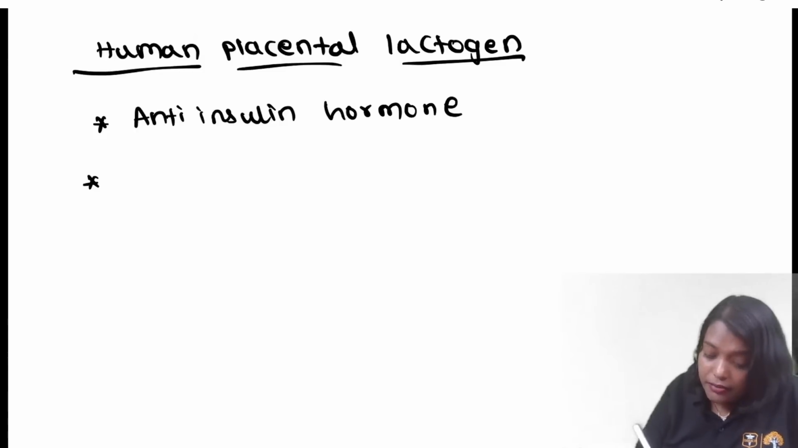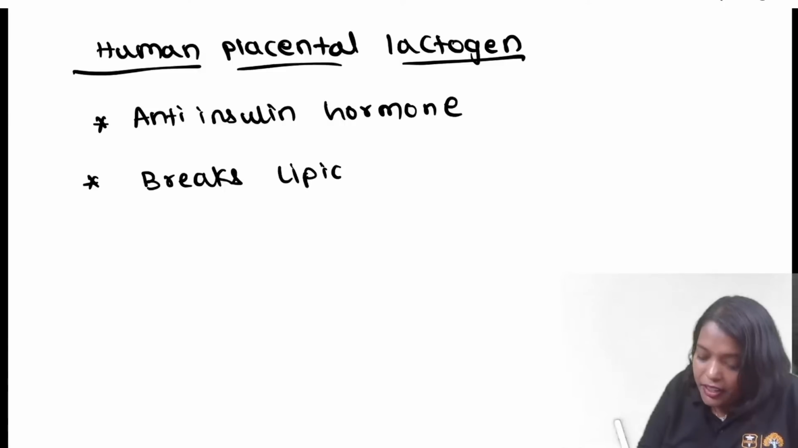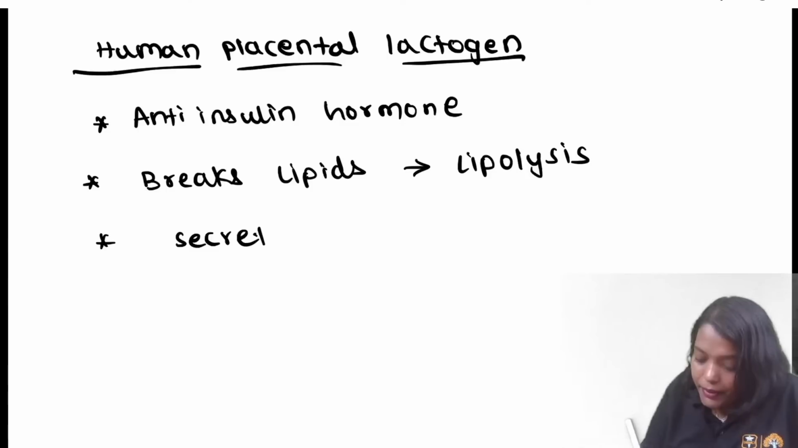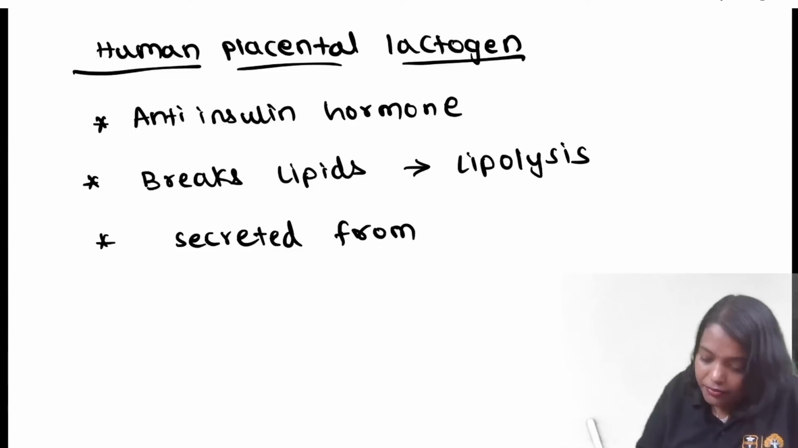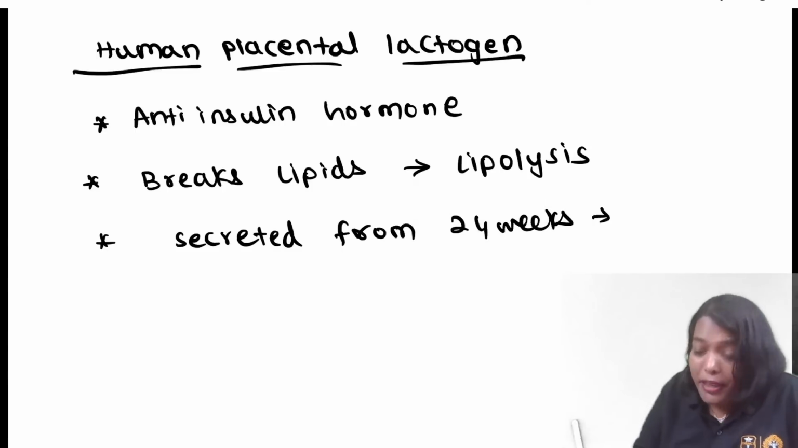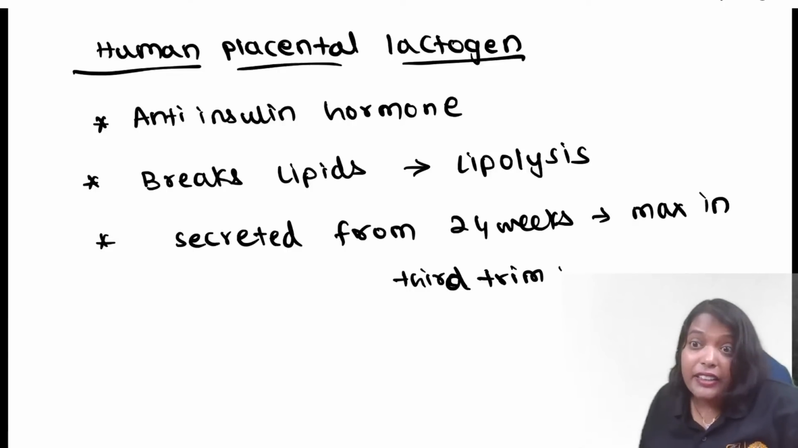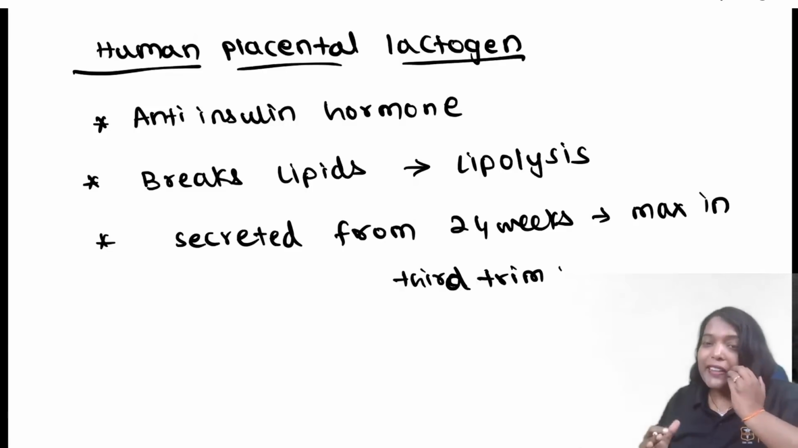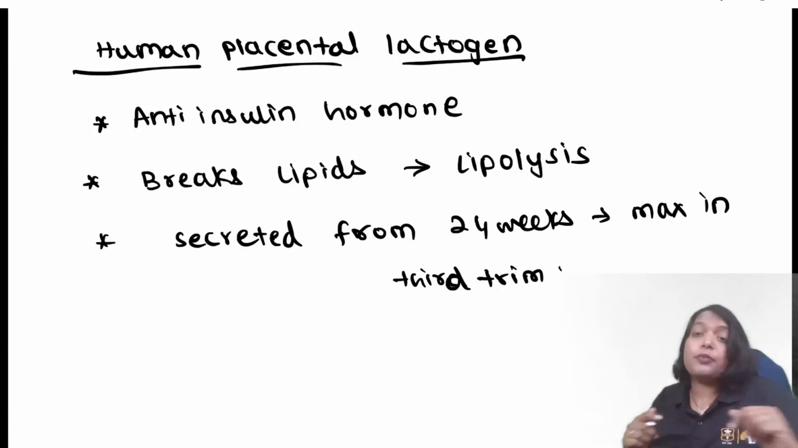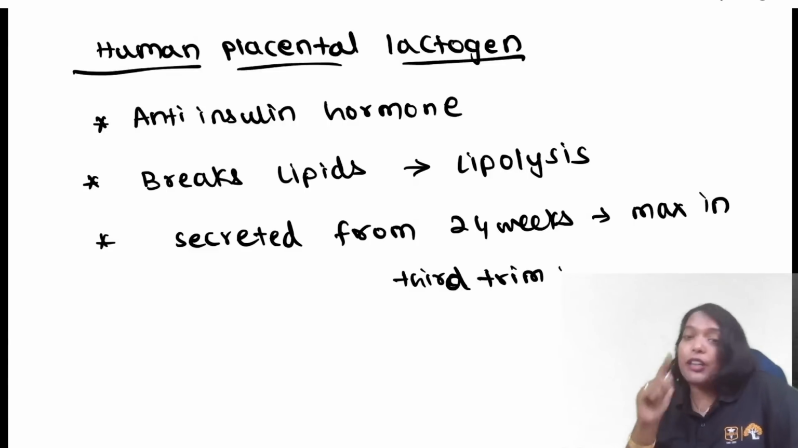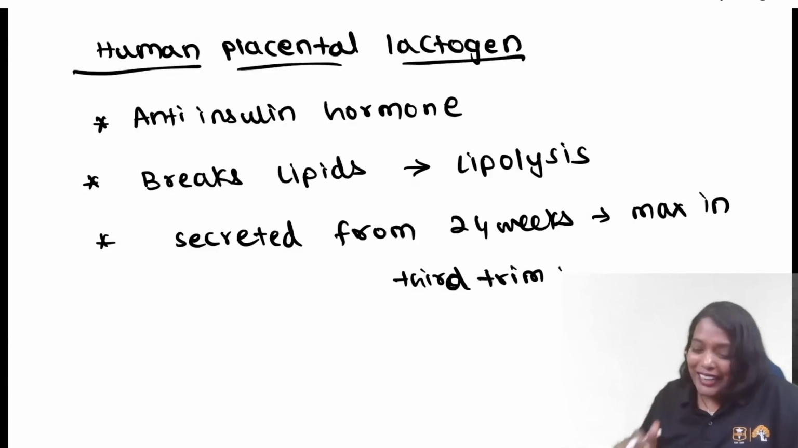It breaks lipids to increase the glucose production. So it mainly causes lipolysis. It is secreted from 24 weeks and is maximum in the third trimester. This is one of the hormones which creates a diabetes-like state in patients with pregnancy. So in pregnancy, one of the diabetogenic hormones is HPL also. When I'm teaching diabetes, you should tell that HPL is one of the reasons for diabetes in pregnancy. Right. Next, coming to progesterone.